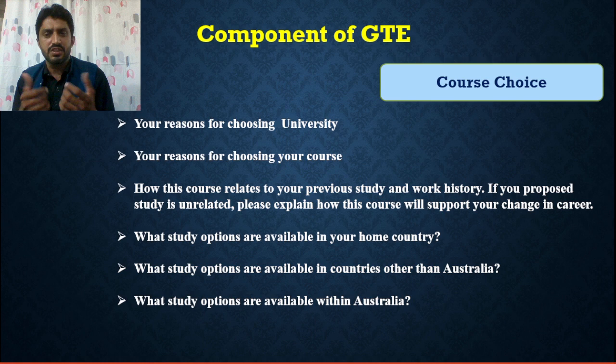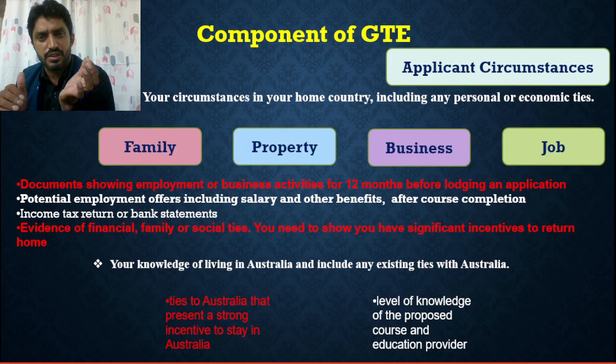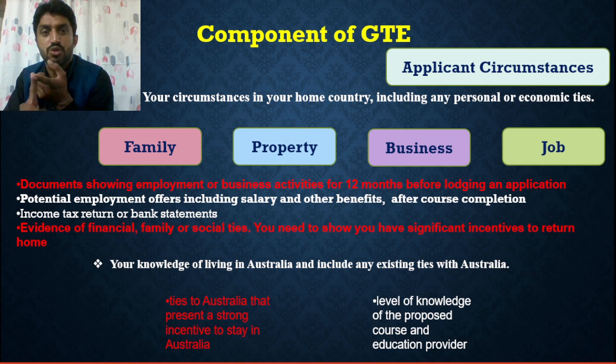The second component is the most important. It is about the applicant's circumstances. Your visa application, or your application for testing the genuine temporary entrant, is mainly based on this section. Here you need to answer 2 questions. The first question is your circumstances in your home country, including any personal or economic ties. You need to provide evidence of your statement when you submit the online documents.